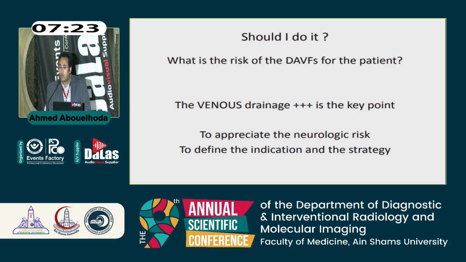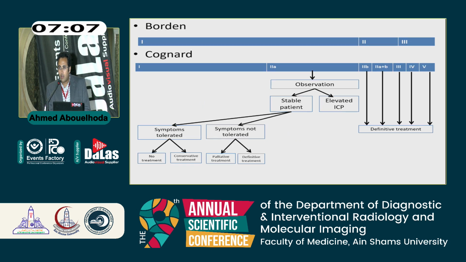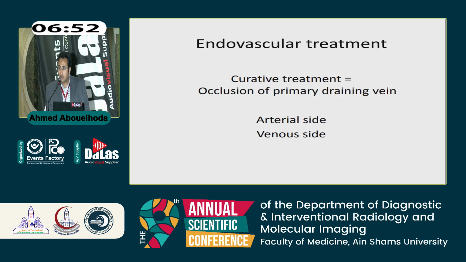When should we treat the dural fistulae? The key point here is the venous drainage. We have to assess your venous drainage perfectly. You have to appreciate the neurological risk for the patient and define your strategy before approaching the patient. As we said, for the lesser grades or the benign types, we can just observe the patient and do a series of follow-ups. The more advanced or the more aggressive lesions, we will definitely treat.